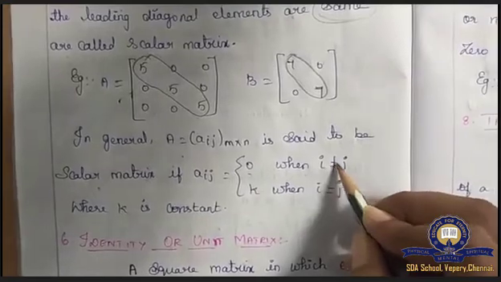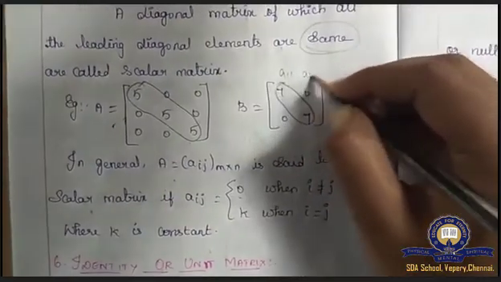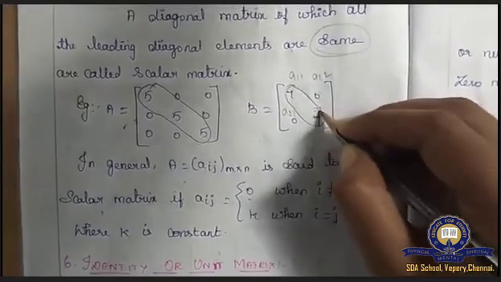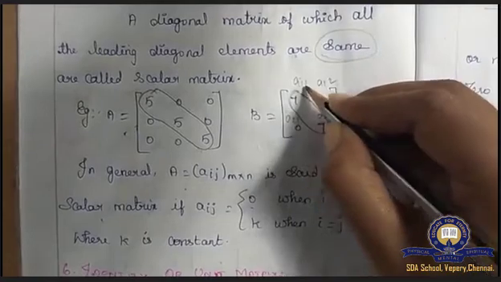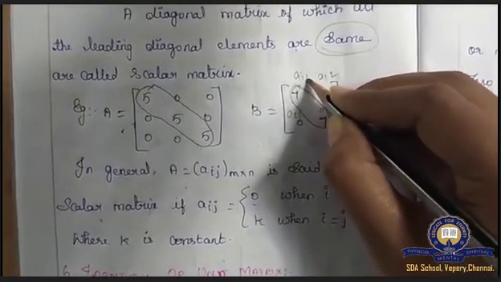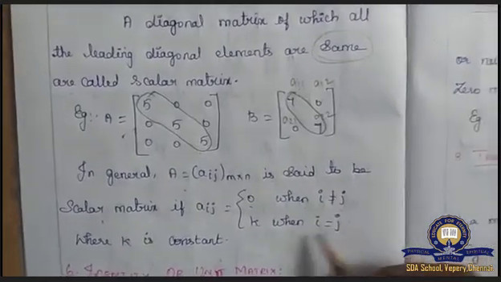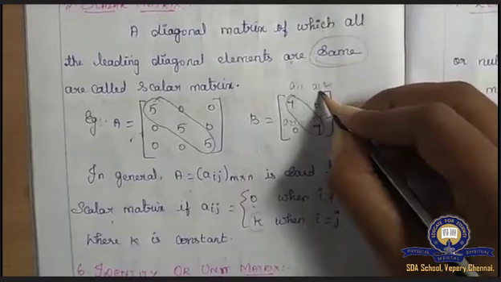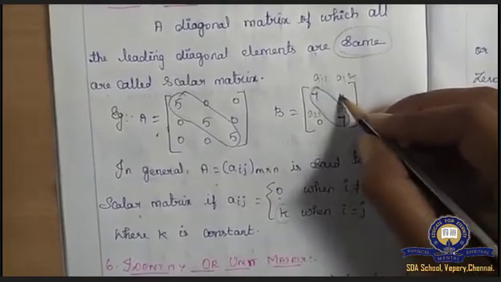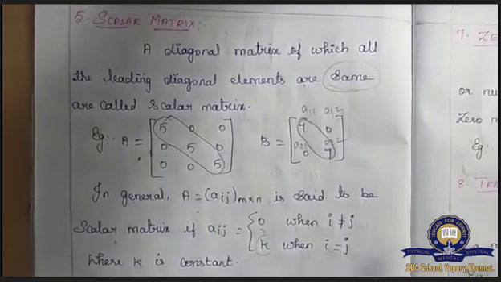when i is not equal to j. For example, this is a11, a12, a21, a22. So this is i and this is j. Okay. So here i and j are equal, right? So 1 and 1 are equal. So here if i and j are equal, there will be a constant. If they are not equal, 1 is not equal to 2, right? So in that place the element will become 0. Okay, where k is constant.